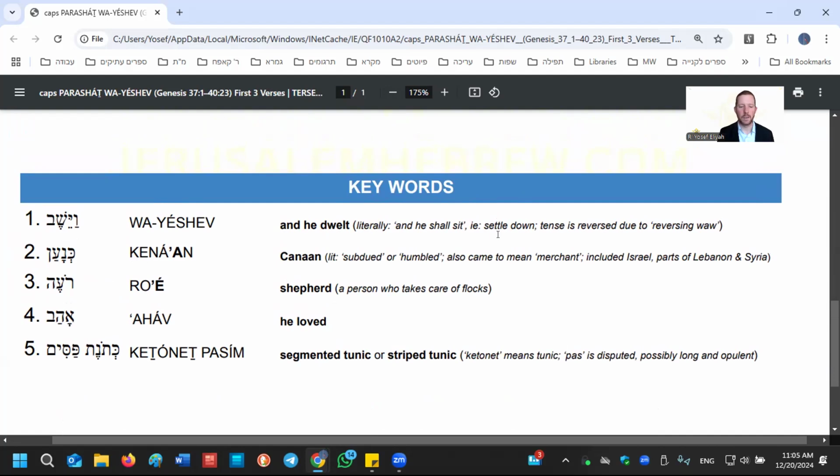It's actually the imperfect tense, but the vav reverses it. When you add a vav to a verb, especially at the beginning of phrases and verses in biblical Hebrew, it typically reverses the tense. So instead of "and he will sit," the imperfect tense, it becomes "and he sat." And sitting is the common way of conveying the idea of dwelling in biblical Hebrew. So it's going to be translated as "and he dwelt," literally, "and he sat."